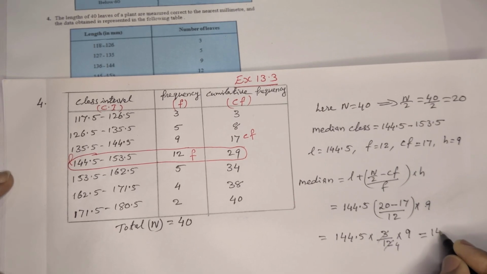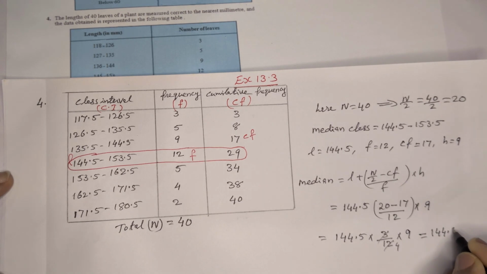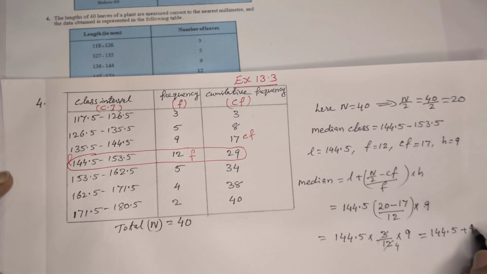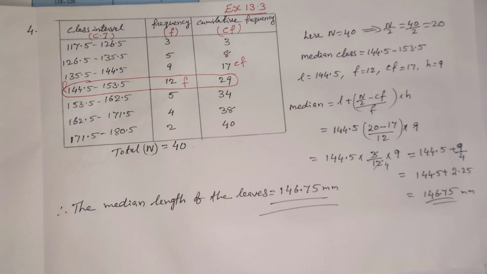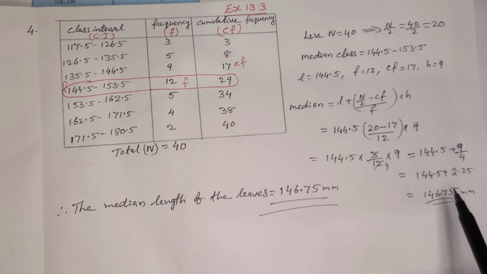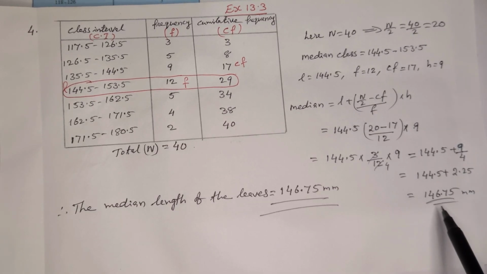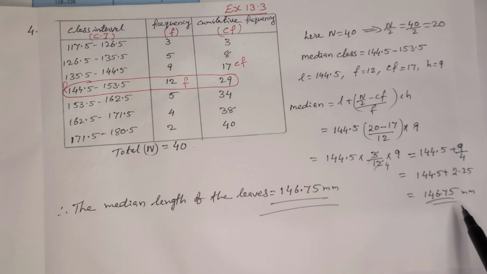Which is equal to 144.5 plus 9 by 4. So here 144.5, and 9 by 4 is 2.25. So it is equal to 146.75.